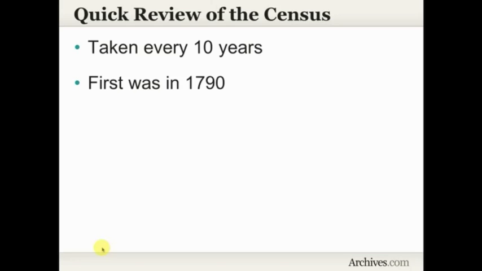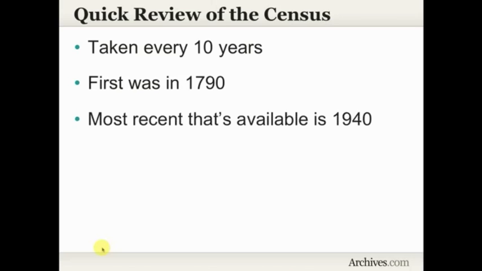The most recent census that was taken was in 2010. But the most recent that's available to us as researchers is the one taken in 1940. There's a 72-year privacy rule for the U.S. Census. So we're going to have to wait a few more years to get that 1950 census. But the most recent that's available to us is 1940, and there is some great information in that 1940 census.